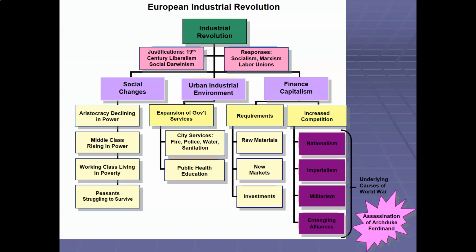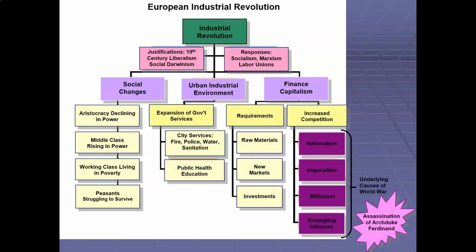And then lastly here, kind of a cause and effect. And I would also pause this, and I want you to take a look. This is some of the stuff that we've already talked about, some of the stuff that we're going to be talking about moving through this unit, and then some stuff that we're going to be talking about in the next unit and moving forward. So you have the Industrial Revolution, and there are some justifications. You have 19th century liberalism and social Darwinism that we're going to talk about moving forward. And that leads to some responses to it, such as socialism, Marxism, and labor unions. Again, stuff that we're going to talk about later on in this unit.